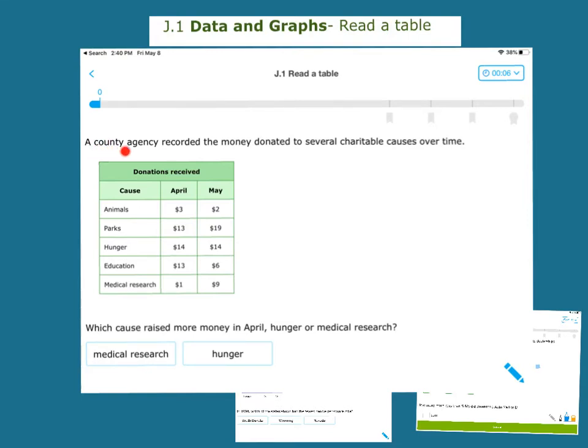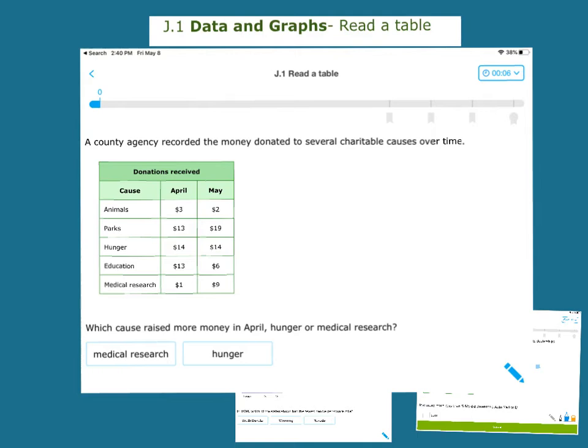So this one says, a county agency recorded the money donated to several charitable causes over time. So it's listing these different charitable causes: animals, parks, hunger, education, medical research. And it's got the months of April and May here. So it's a bunch of data. It's just information. Each one of these numbers is a piece of data. Use the word data to describe those. And this chart is just trying to organize all of this information. Instead of saying animals, $3 in April, parks, $19 in May, hunger, this could all be written out in a long way or put in a chart so it's easier to read and understand the numbers.